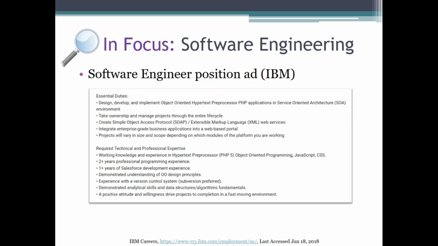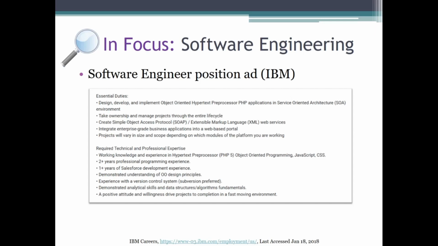This is a typical list of essential skills required from a software engineer who is a recent graduate. If you notice carefully under the essential duties, the second item: take ownership and manage projects throughout the entire life cycle. A typical software engineer course would try to teach students the basic best practices, but they will not have the hands-on experience to be able to take ownership of an entire project. And these are typical ads that you will find across many organizations such as IBM, Google, and so on.